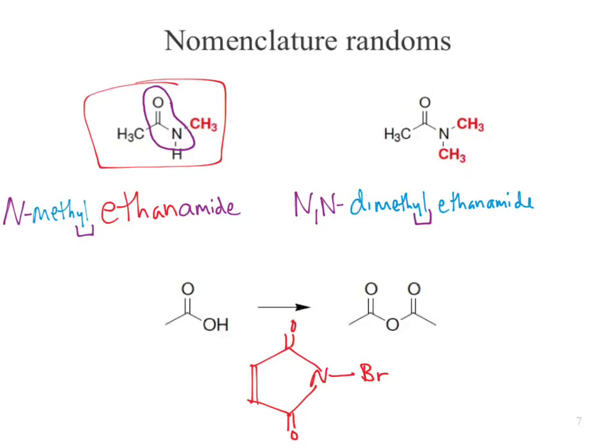Just as a random question, what is NBS used for? It is a radical reaction with bromine. What type of radical reaction? Unfortunately, it can be used for addition, but that should not be your primary focus. I know that's how we used it in the lab. That's not your primary focus.